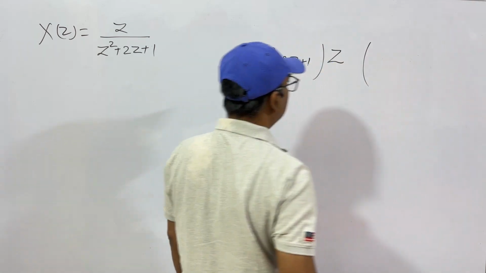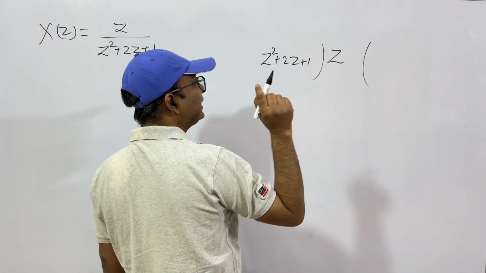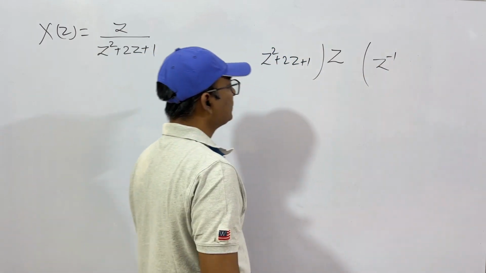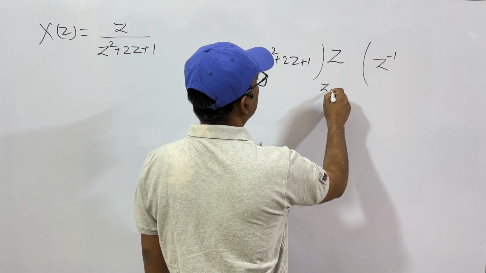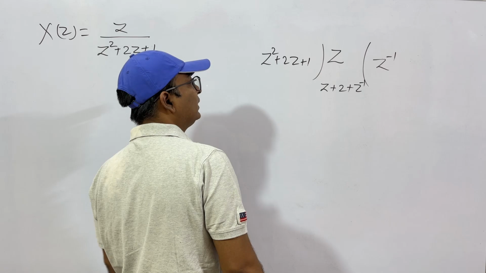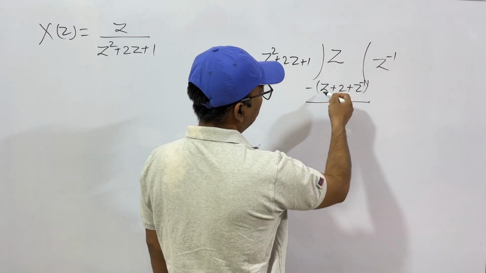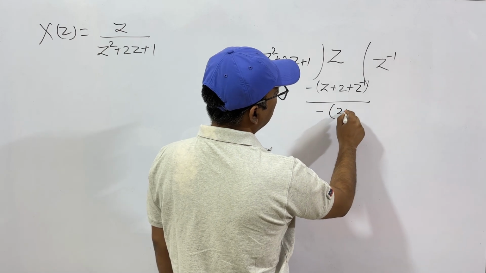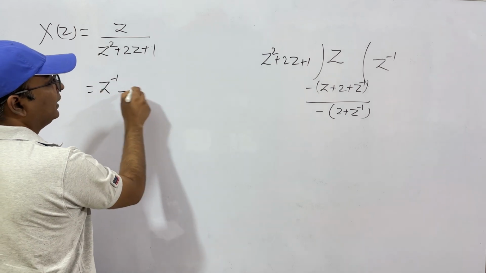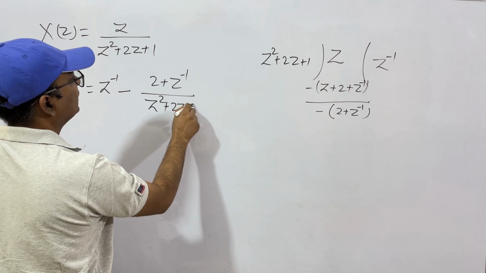So what will be the first term with which we'll multiply this and get this? We have to get z. So if we multiply it by z^(-1), what we'll get? We'll get z + 2 + z^(-1). This is what we'll get. So minus this, what do we get? z minus z gone, so it is -2 + z^(-1). So this means this is z^(-1) plus (-2 + z^(-1)) by (z^2 + 2z + 1).